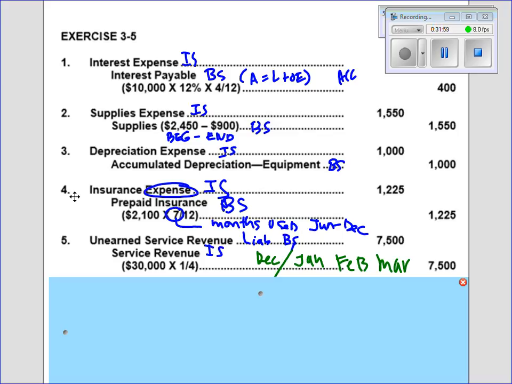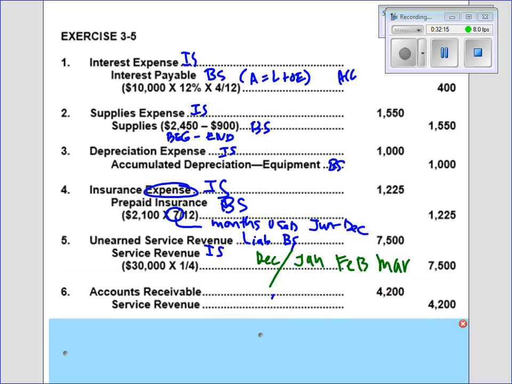Two more to go, you guys. Number 6, Virakova performed consulting services for a client in December of 2014. The client will be billed $4,200. This is the weird, easy one. AR is our debit. Service revenue is our credit. That's the one that's not too different from what we've learned. If we've done the work, we have a service revenue credit, which belongs on the income statement.